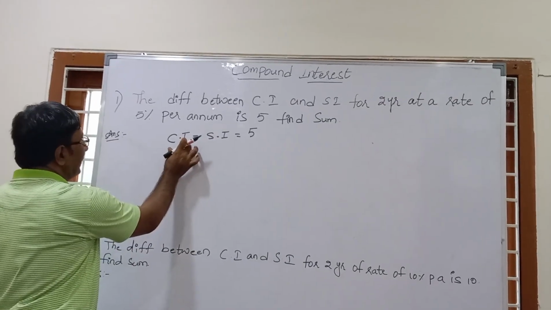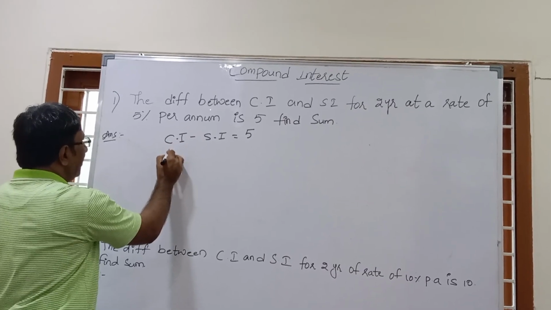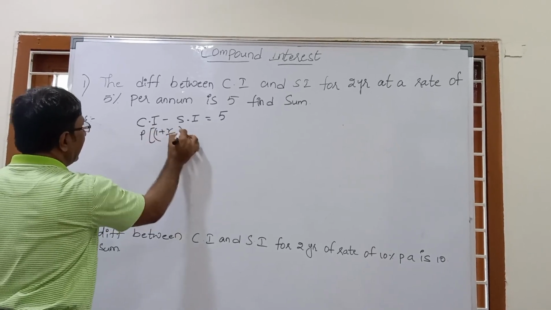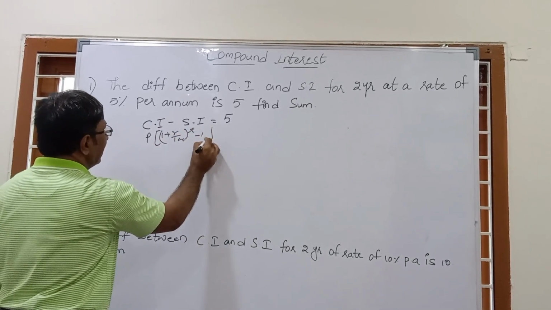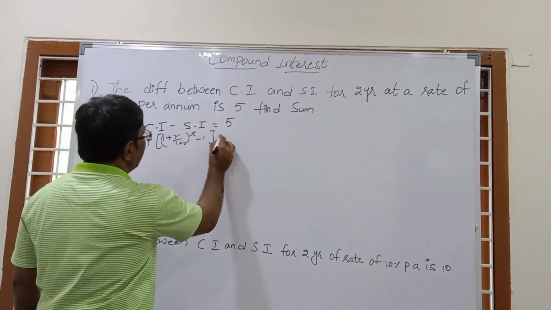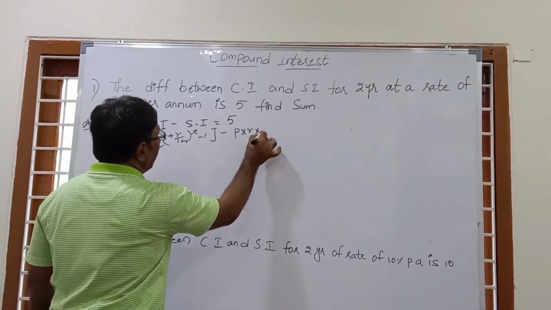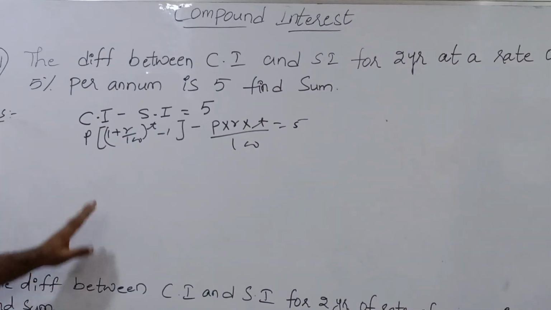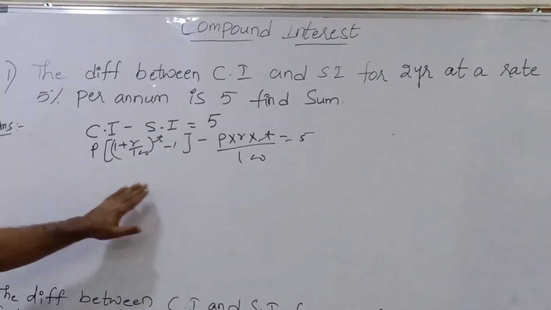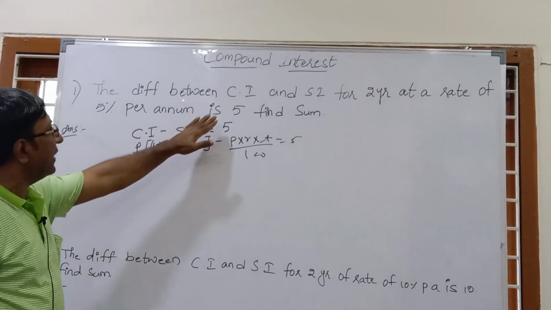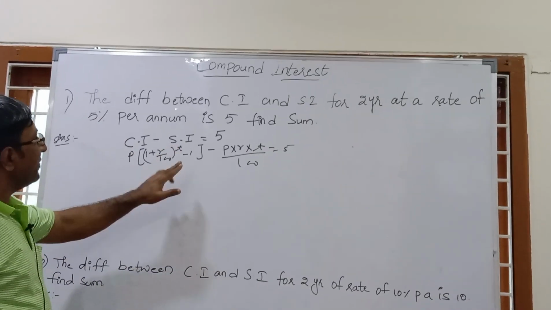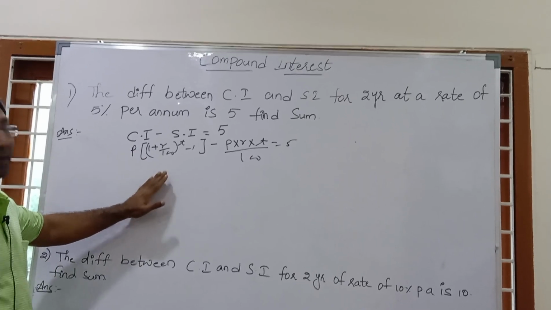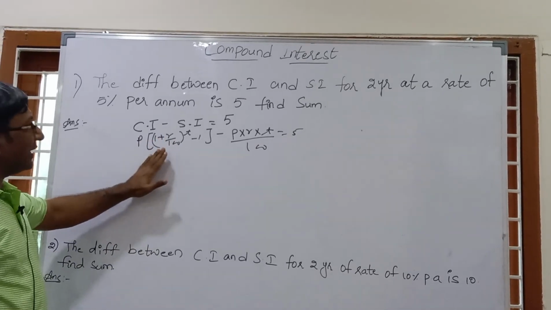So if we apply the basic formula, CI is P into (1 plus R by 100) to the power T minus 1. This is compound interest. And simple interest is P into R into T upon 100. This difference equals 5. Time is given as 2 years and rate is given as 5%, and we have to find P. We can find the value of P by this basic formula, but it will take a lot of time.